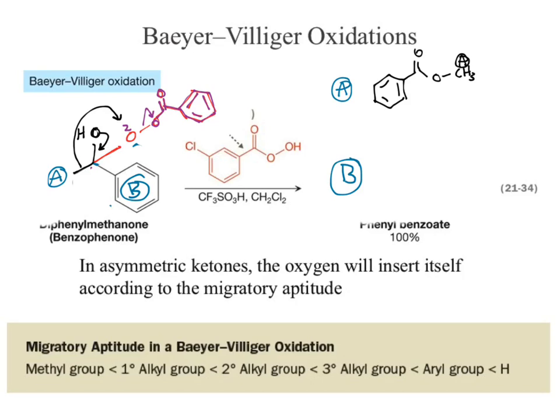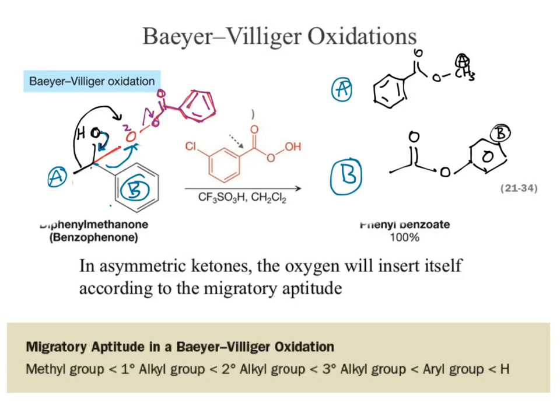B, what would B look like? Let's try it this way. Is B the same thing? Ooh, frantically shaking of head, no. What would happen in B? The electrons come back down and now the phenyl shifts. The result is, yeah, two different products.